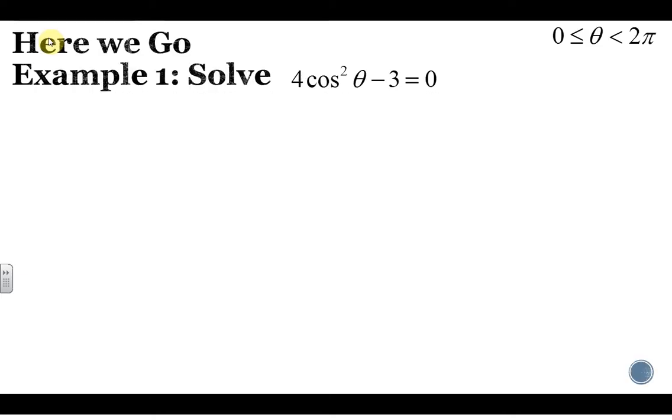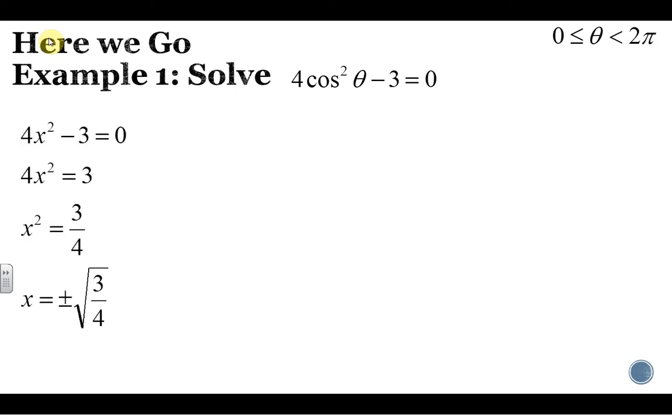Example 1. Solve 4 cosine squared theta minus 3 equals 0. What you need to realize is that this cosine squared theta is just like an x. You can just treat cosine theta like an x. So if it makes you feel better, rewrite it as 4x squared minus 3. If it doesn't, leave it as 4 cosine squared theta minus 3 and just treat it as such.